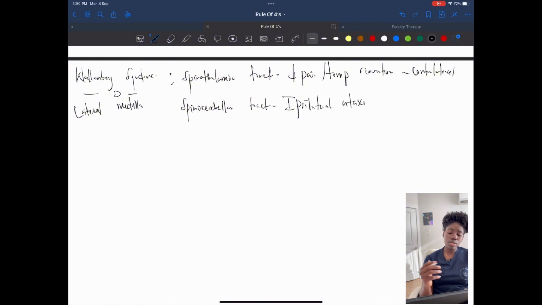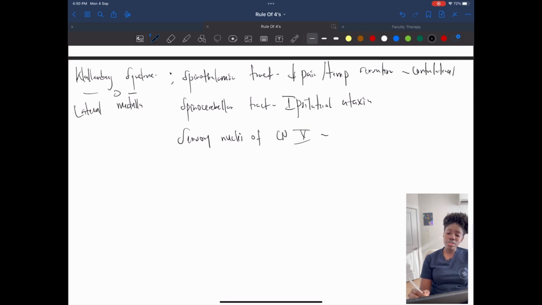The other structure on the side is sensory nuclei of cranial nerve 5. They will have decreased facial sensation, and this will be ipsilateral also. Ipsilateral.